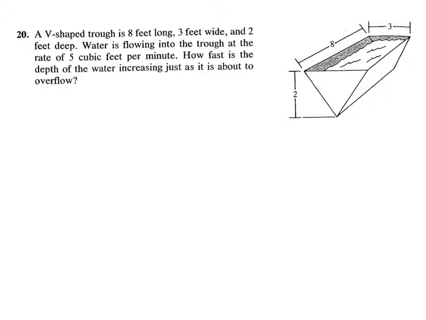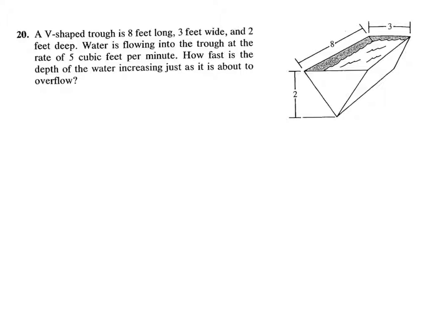This is a solution for number 20 from page 256 from Introductory Analysis by Dolciani et al. A V-shaped trough is 8 feet long, 3 feet wide, and 2 feet deep. Water is flowing into the trough at the rate of 5 cubic feet per minute. How fast is the depth of the water increasing as it is just about to overflow?